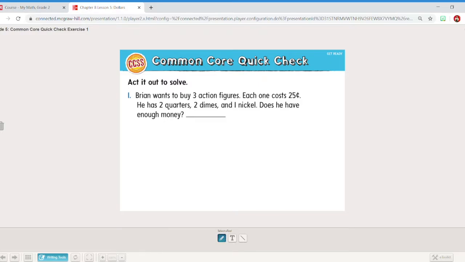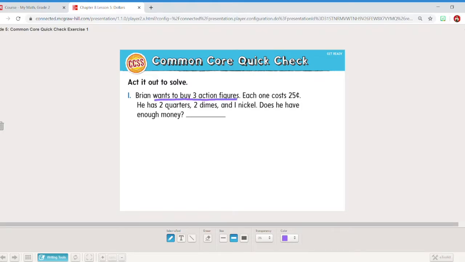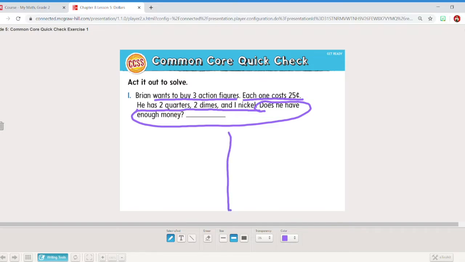It's a word problem. Brian wants to buy 3 action figures. Before I get any further, I'm going to get my pen ready, because as we learned last time, we want to underline important information. He doesn't have them, he wants to buy 3 action figures. Each one is 25 cents. He has 2 quarters, 2 dimes, and 1 nickel. Does he have enough money? Remember, we're going to circle the question. This is one of those 2-parters.